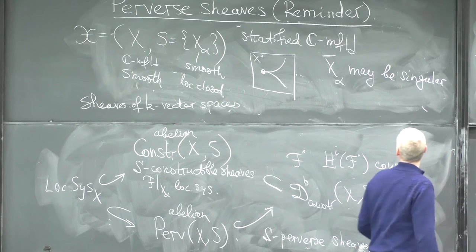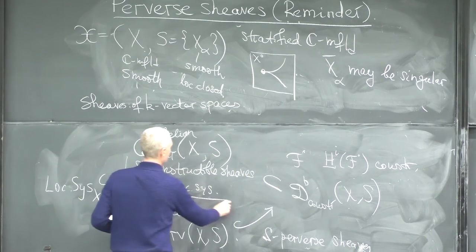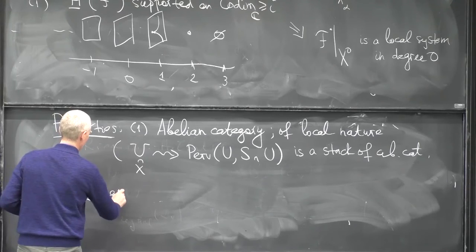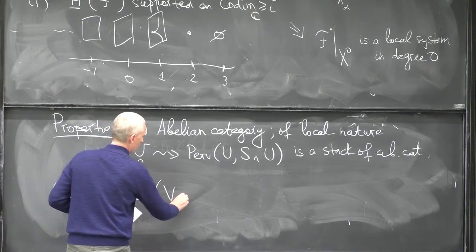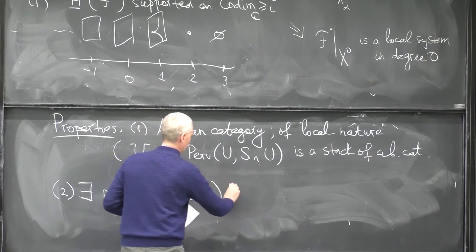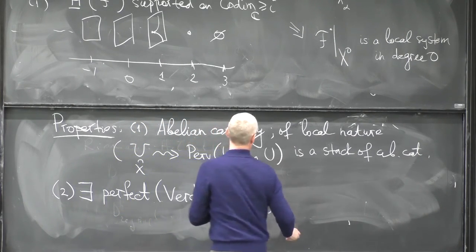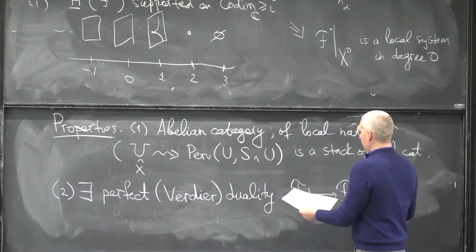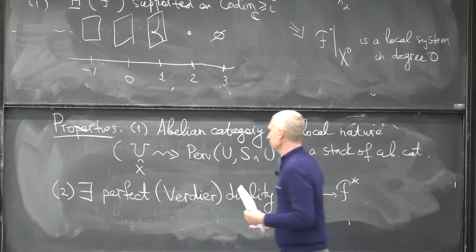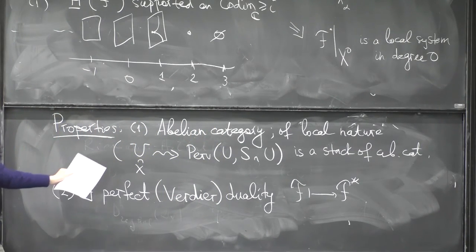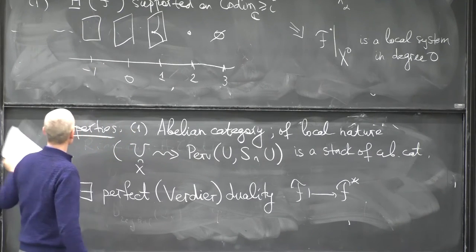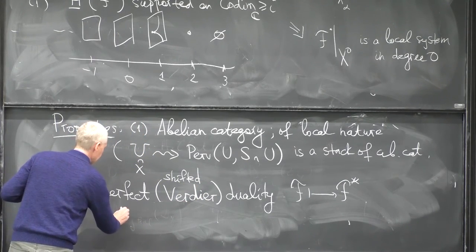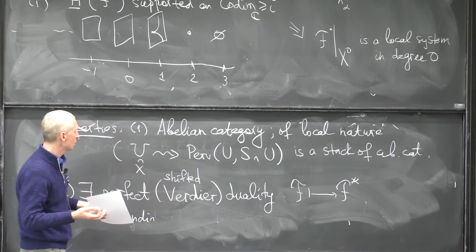Second, and this property already does not hold for the category of constructible sheaves, but there is a duality. This category has a perfect duality, known as the Verdier duality. Which takes, let me denote it like this, F to F star, which extends the usual duality for local systems. So really, if you have the standard normalization of Verdier duality, then this is a shift of the Verdier duality. But it extends the usual unambiguous duality for local systems.